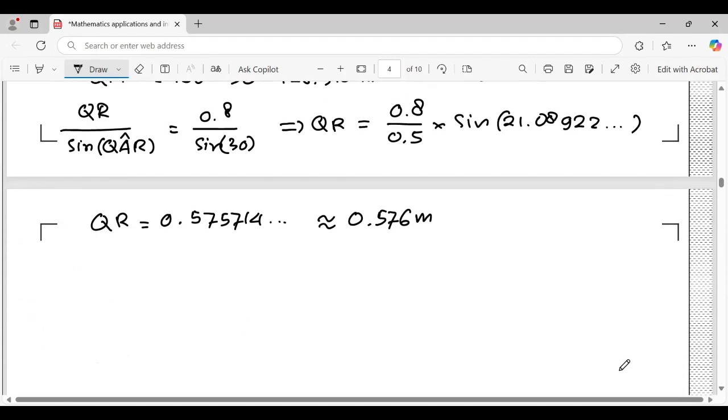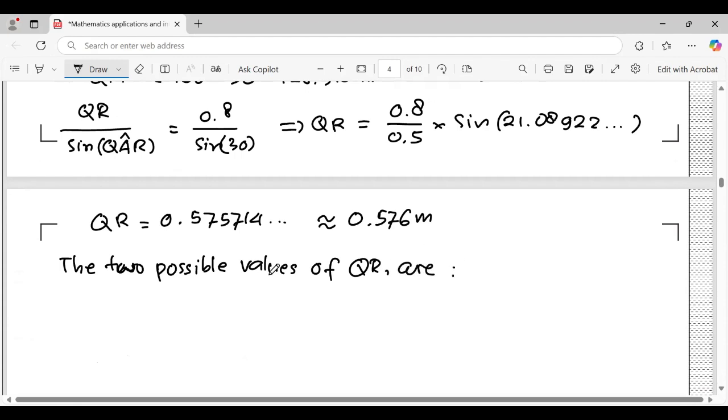So the conclusion, we can state that the two possible values of QR are 1.58 meters and 0.576 meters.